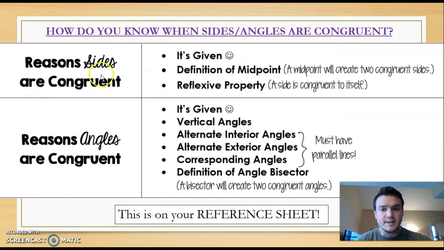We are going to use this from your reference sheet to fill out the proofs. So, reasonings why sides are congruent. We've already gone through that in the first video. We could possibly use all three of these. For reasons that angles are congruent, we could use any one of these. And we'll talk about these when we get to the examples. So we're just going to look at 3 example proofs here.